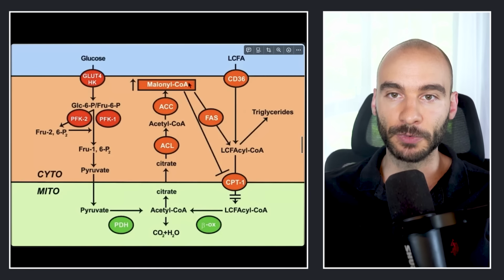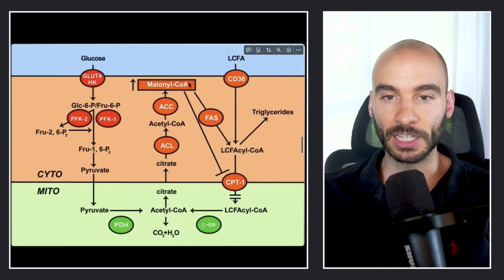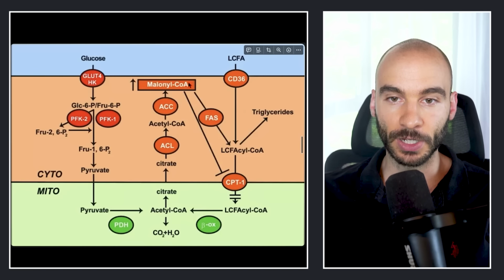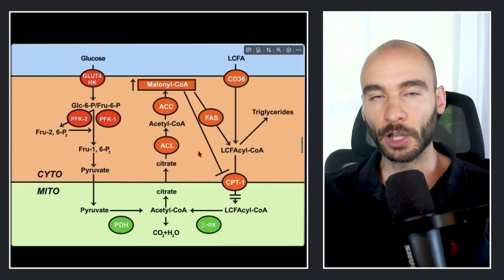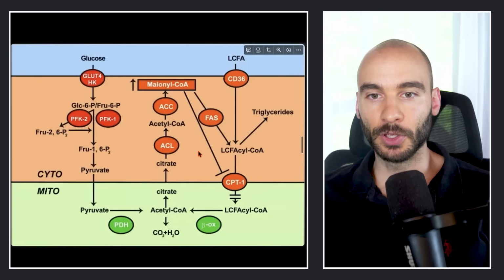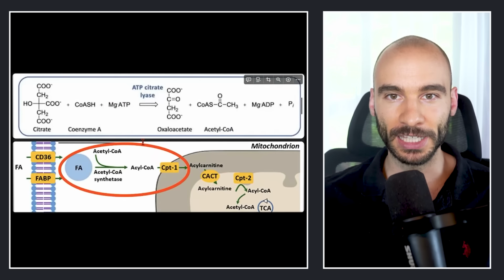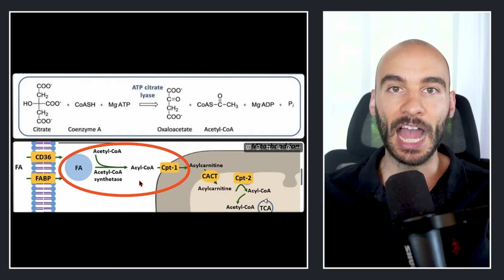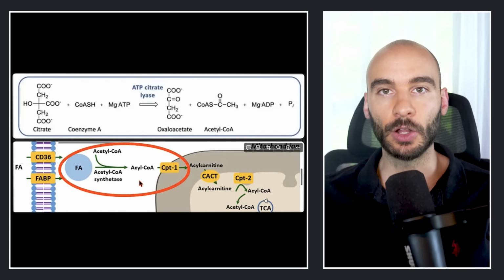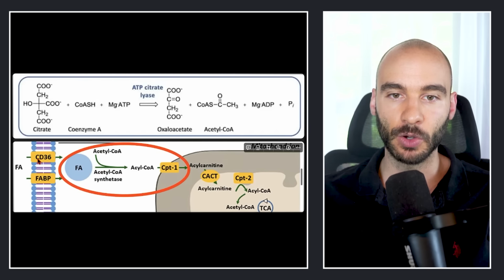If you don't have enough CoA for ATP citrate lyase to do its job and convert citrate to acetyl-CoA, then you can't get malonyl-CoA. And so what's stopping the ATP citrate lyase? What's pulling all of the CoA out of the cytosol so that the ATP citrate lyase doesn't have the CoA it needs?